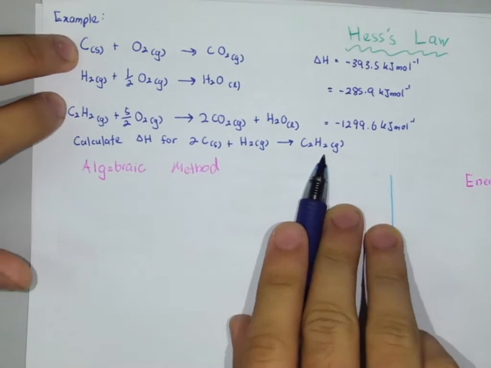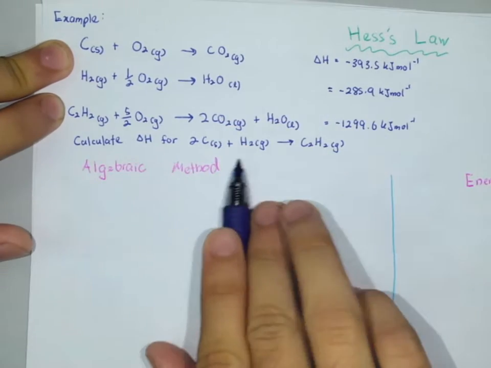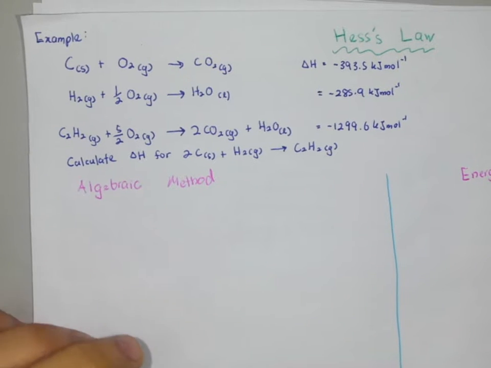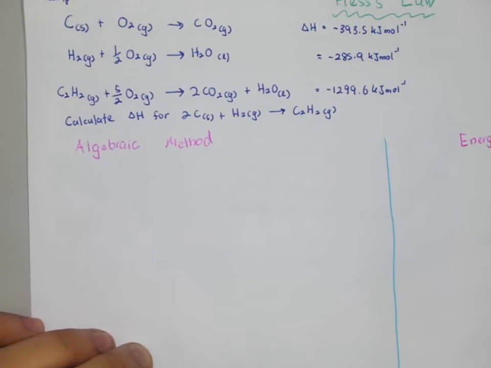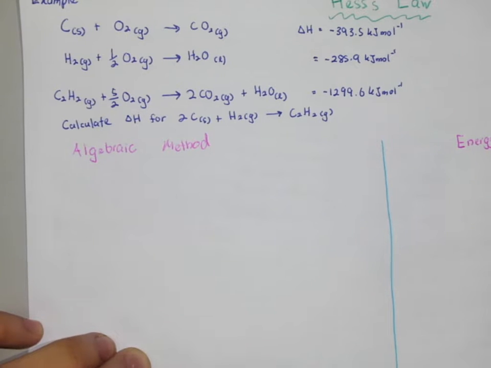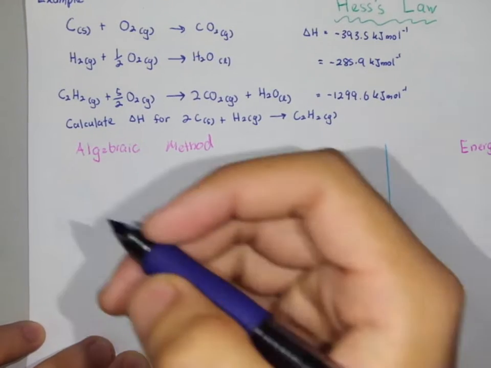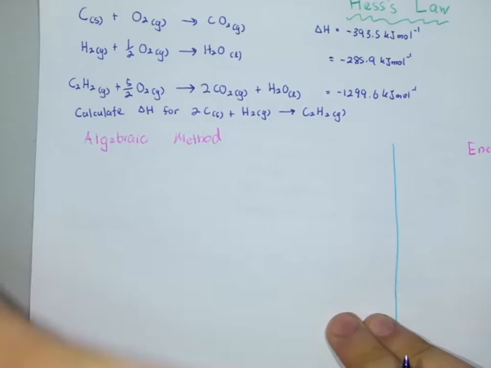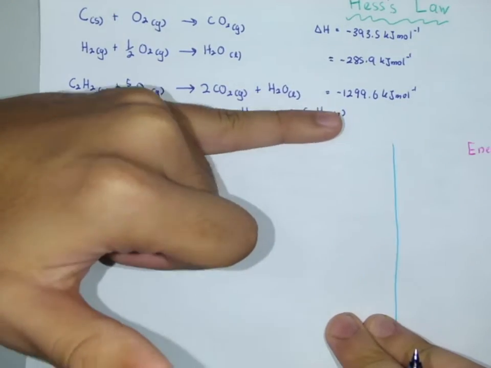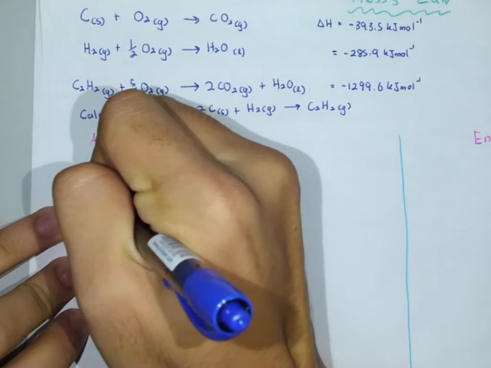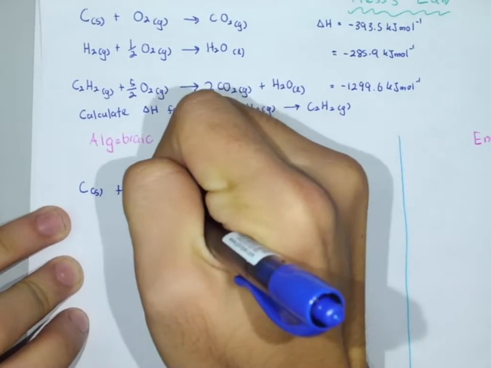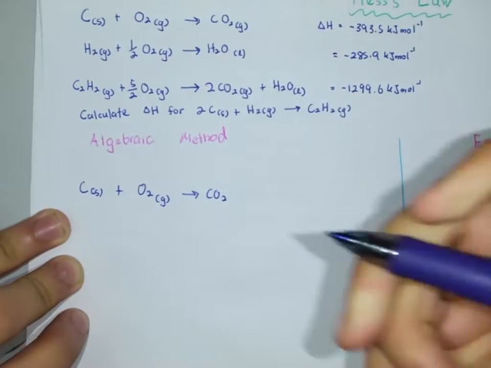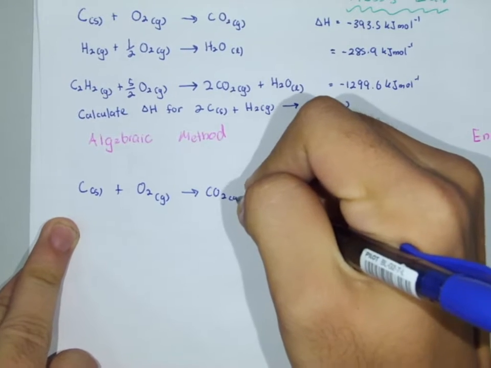From the equations given, none of them is exactly this one. Well, obviously, they won't ask if they have already given it, right? So what can you do? The first method is the algebraic method. How do you do the algebraic method? The first thing is you copy all three equations. You don't need to copy what they want yet, just copy everything they give. Make sure you copy correctly, because if you make any mistake when copying, it can make your calculation wrong.